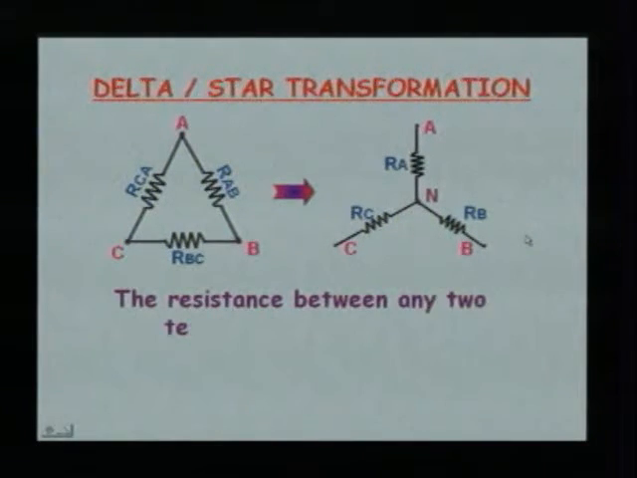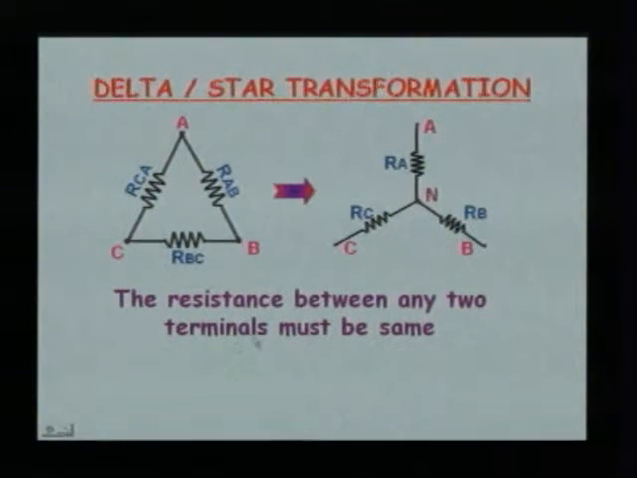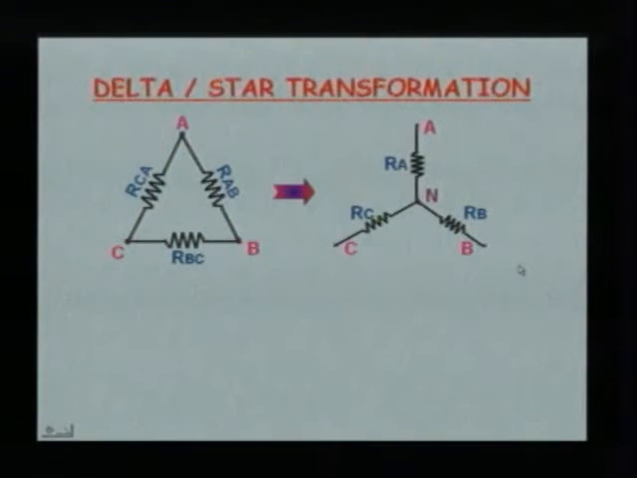That condition being the resistance between any two terminals must be same. That is, if we consider the resistance between A and B, this resistance must be equal to the resistance that comes across A and B of star network. So, let us go forward and see how are we going to do this. If we take the first case, let us consider the resistance that is coming between A and B, RAB, as well as RA and RB.